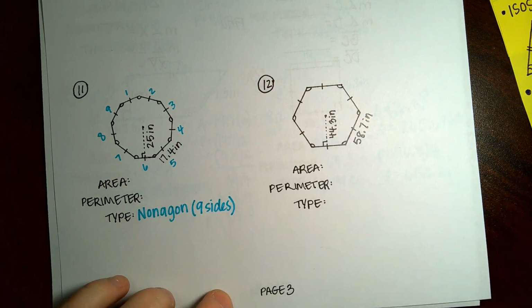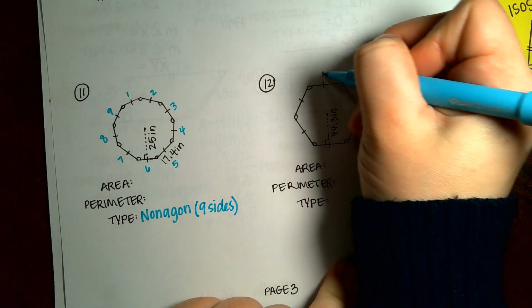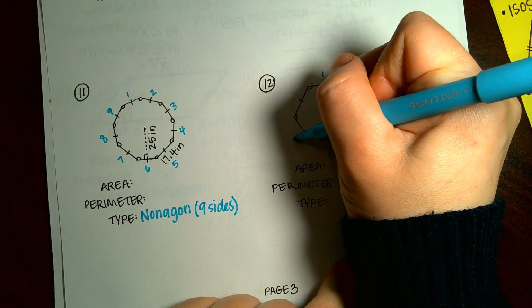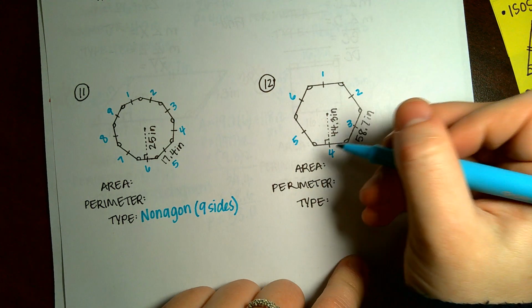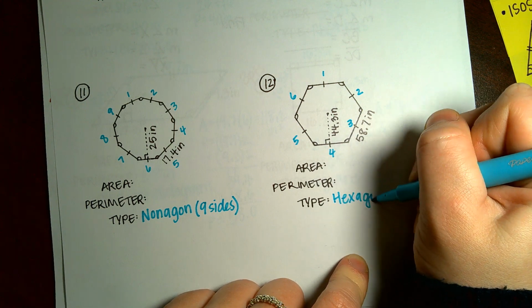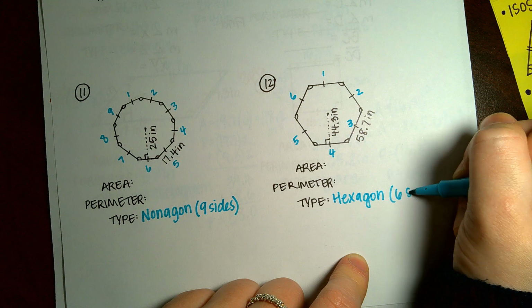And how about number 12? How many sides? 1, 2, 3, 4, 6. 6. It was a hexagon. Hexagon. Good. 6 sides.